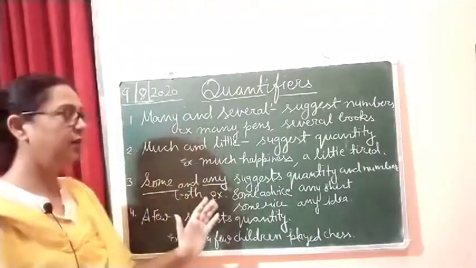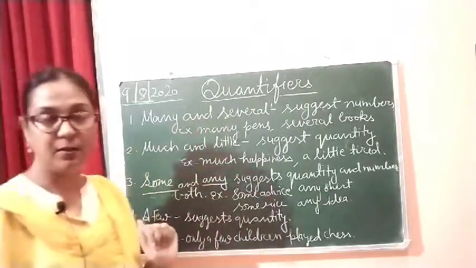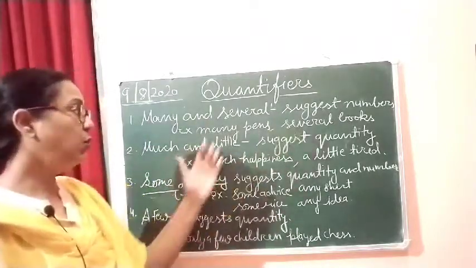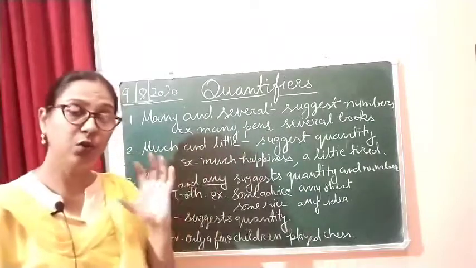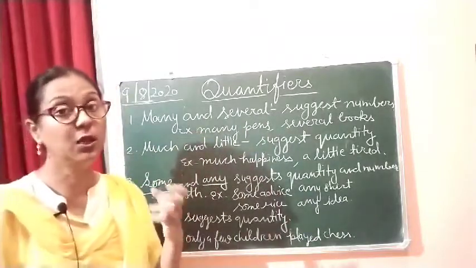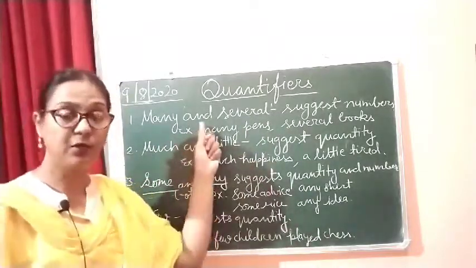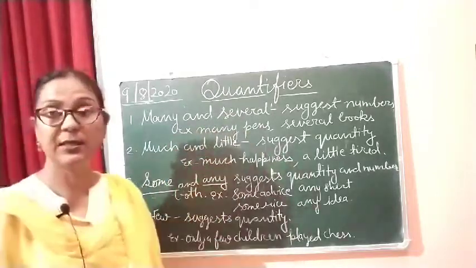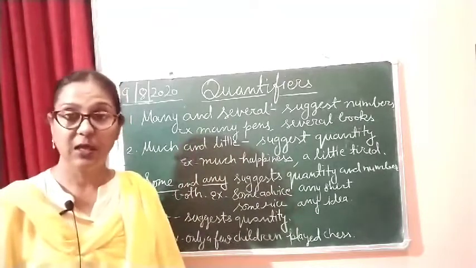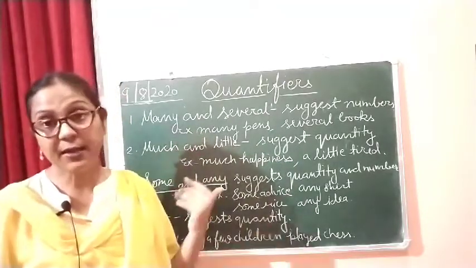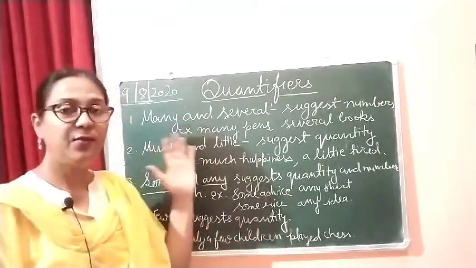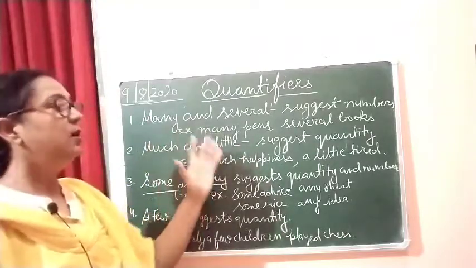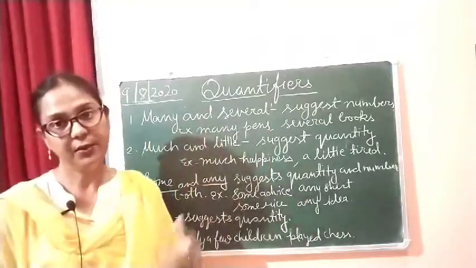It is written over here, many and several. They suggest only numbers. They are talking about only numbers. Whenever we have to show the numbers of things, we have to use many and several. For example, many pens, several books, many trees, several lights. This way we can show the numbers of things.